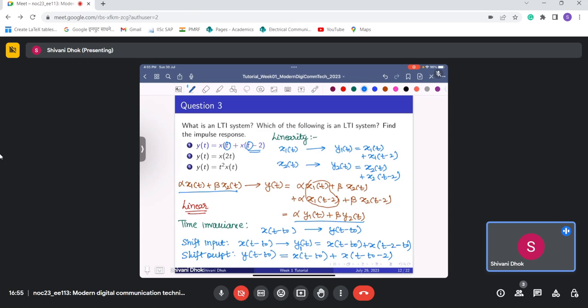So this means that this term here and this term here are both the same. So basically this is equal to y1(t), which means that this is time invariant, which means that this system which is given here is an LTI system.